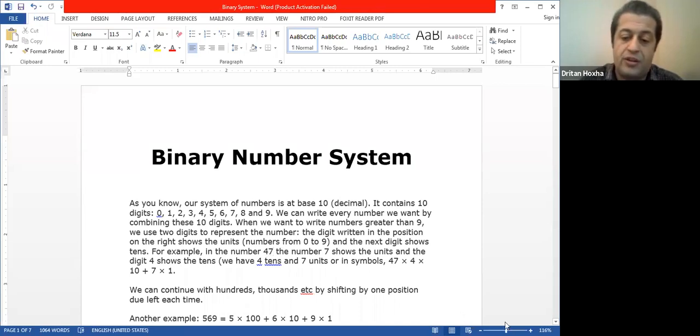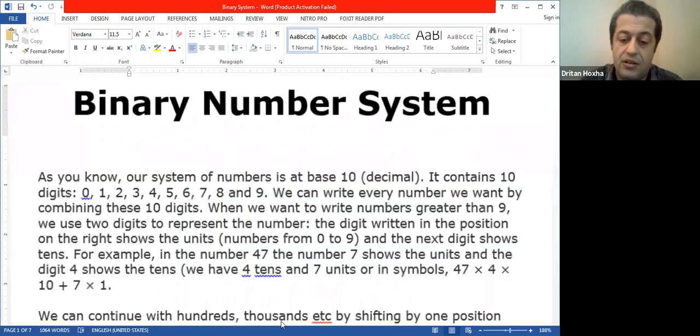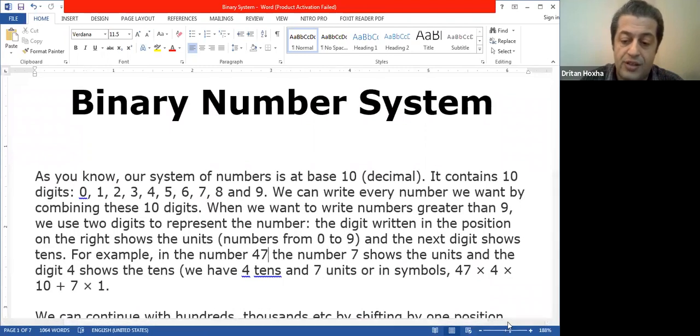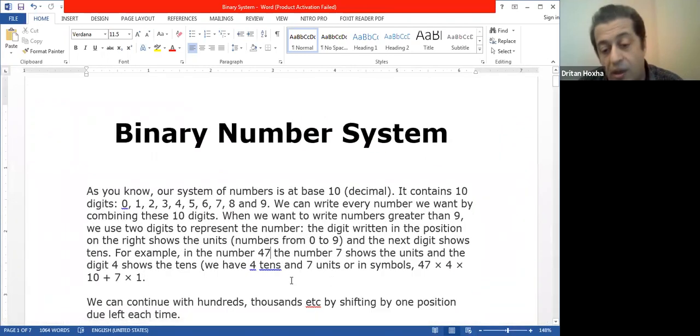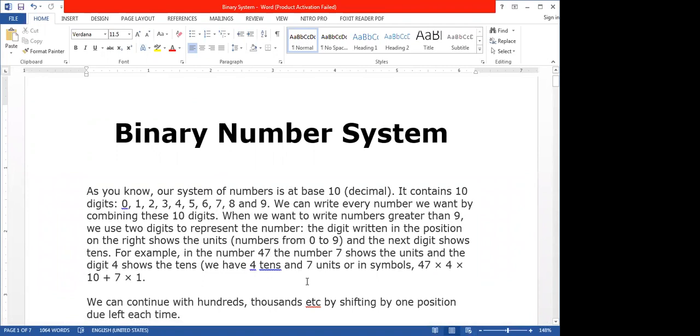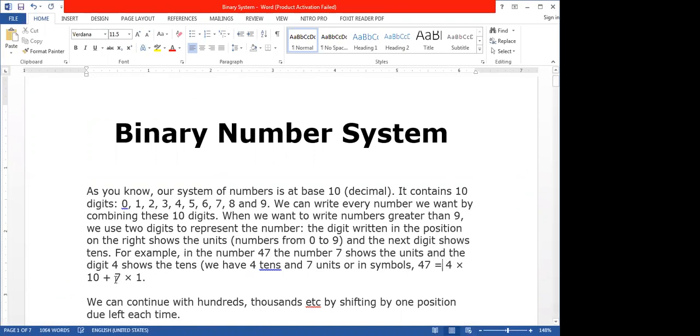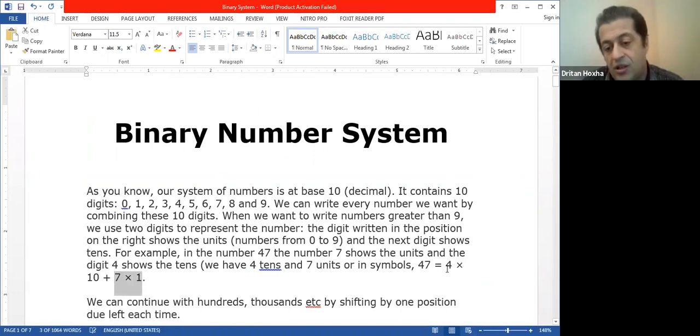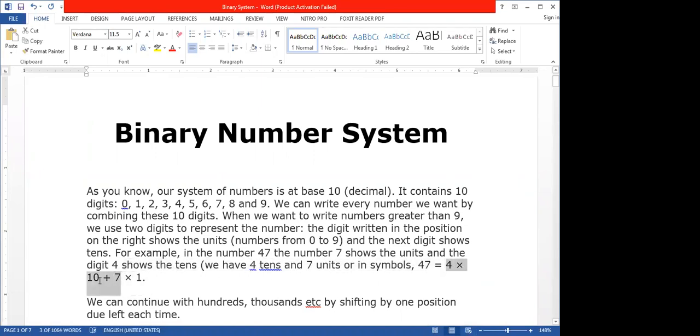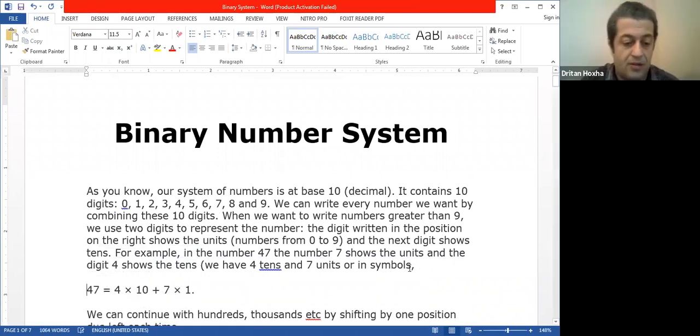So if we want to write the number 47, we separate the digits, and we can write 47 is equal to 4 times 10 plus 7 times 1. So 4 tens and 7 ones, isn't it? You know this, isn't it?